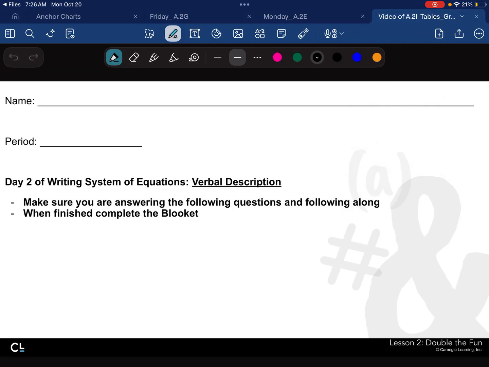All right, guys, this is day 2 of writing systems of equations, verbal description. Make sure you're answering the following questions and following along. And when you finish, you're going to work on the bucket.